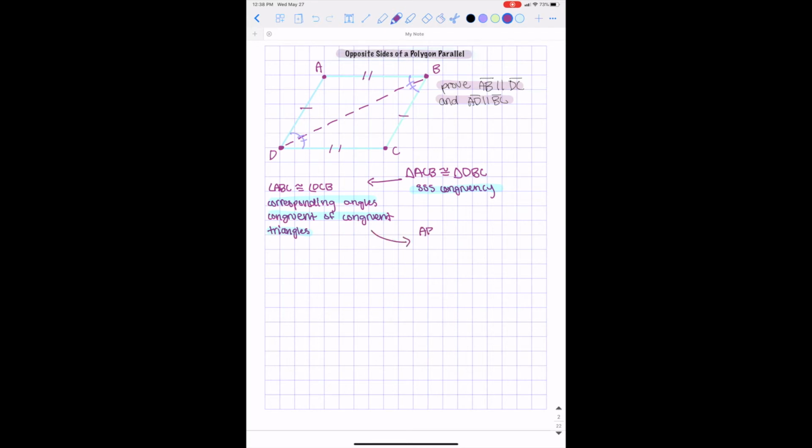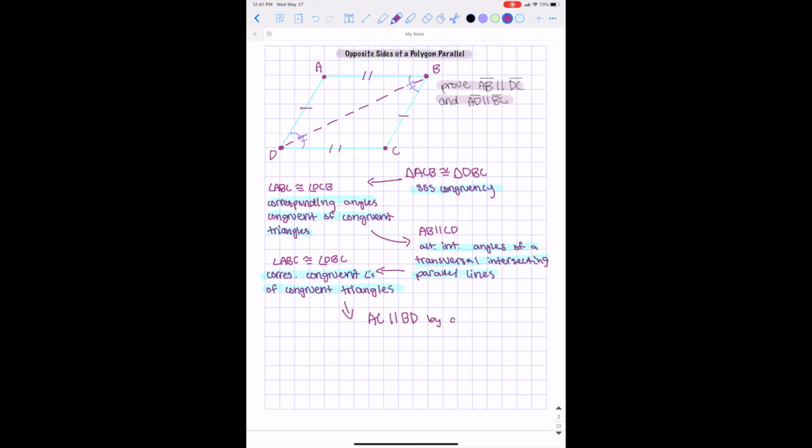Now we can say that line segment AB is parallel to line segment CD because of the alternate interior angles of a transversal intersecting parallel lines conjecture. Then we can say that angle ACB is congruent to angle DBC by corresponding angles of congruent triangles. Now we have proved that line segment AC is parallel to line segment BD because of the alternate interior angle conjecture. And we're done. We've just proved that opposite sides of polygons are parallel.